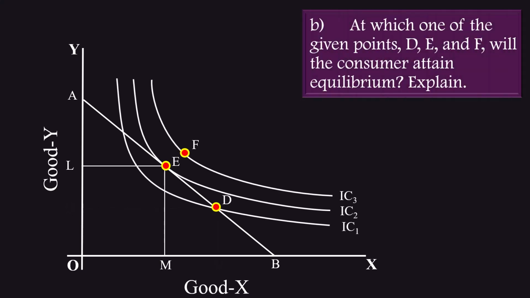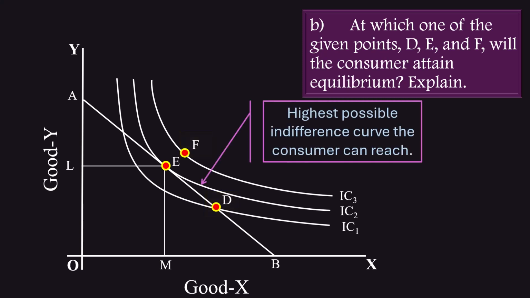Part B. At which one of the given points D, E and F will the consumer attain equilibrium? Explain. It carries 2 marks. Answer. The consumer attains equilibrium at point E. At point E, all the equilibrium conditions of the consumer are satisfied. 1. Given the income and prices of the two goods, IC2 is the highest possible indifference curve the consumer can reach. Thus, he maximizes his total satisfaction.